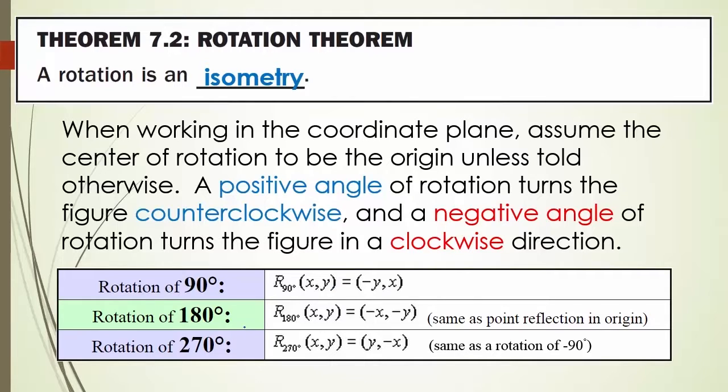A rotation of 180 degrees, this could be clockwise or counterclockwise. All you do is take your original x, y, and change the signs of both the x and y. And then a rotation of 270 degrees, this is a rotation counterclockwise. It is also the same as going clockwise 90 degrees or a rotation of negative 90 degrees. Here what you would do is take your x and y and switch places and change the sign of your x value. So it's going to be the opposite of what your original x value is.